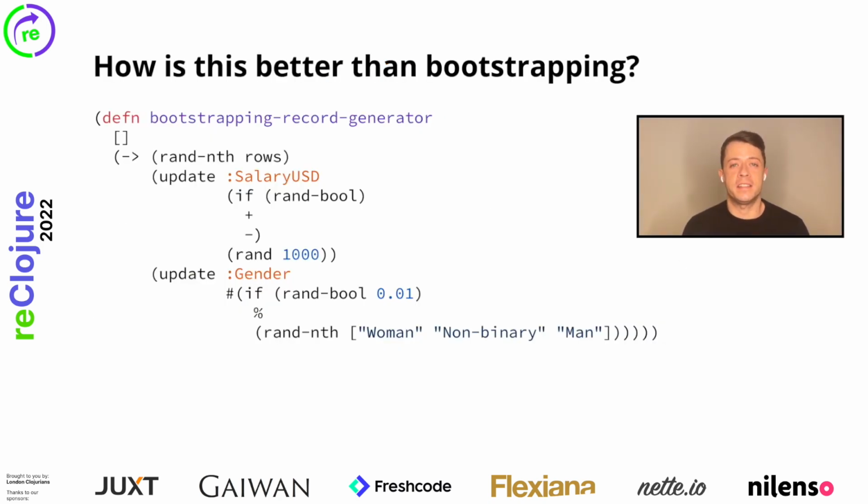Now, the data scientists in the audience might be wondering, why not just use bootstrapping? Couldn't we write a good enough synthetic data generator by randomly sampling from the source data and adding noise? Here's a Clojure program that sketches out that approach.